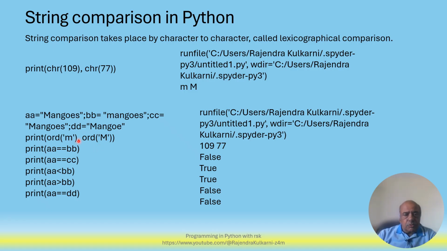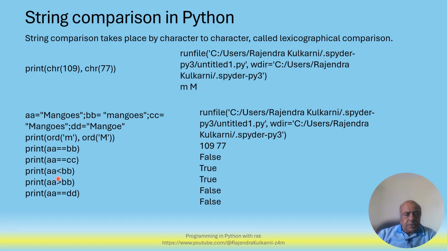Print AA is equal to BB. AA is mangoes with M capital, BB is mangoes with M small case. This M has a value of 77, this M has a value of 109. So print AA is equal to BB returns false. AA is equal to CC returns true because both are exactly the same strings.